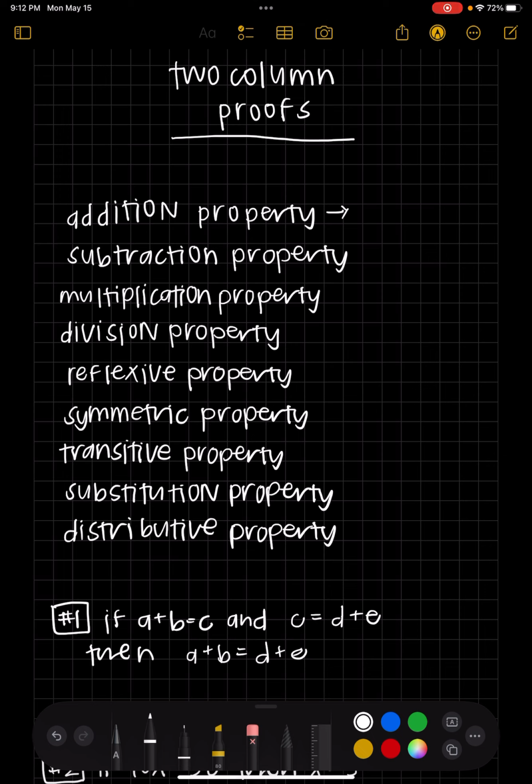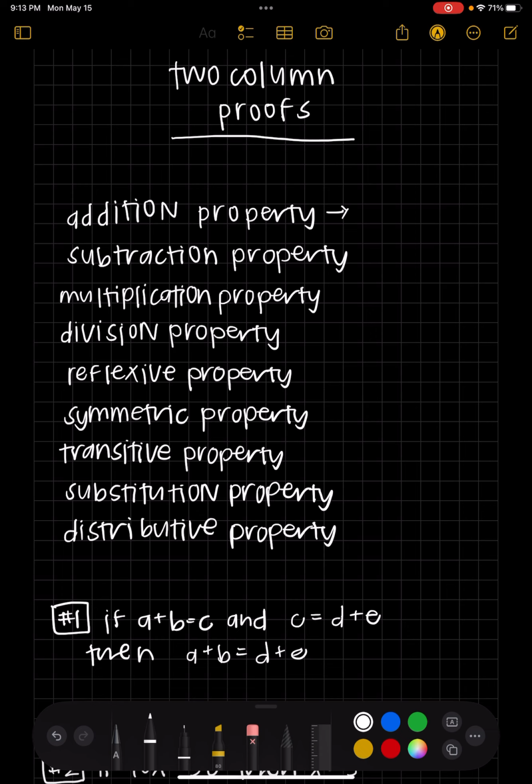And to do that, we need to know some properties so that we can give reasons why. So here are a couple of properties, algebraic properties of equality. They're not all of them, but these are the ones that we'll be using in this video. So you have a cheat sheet with all of these on there. I just wanted to go over them really fast in this video.